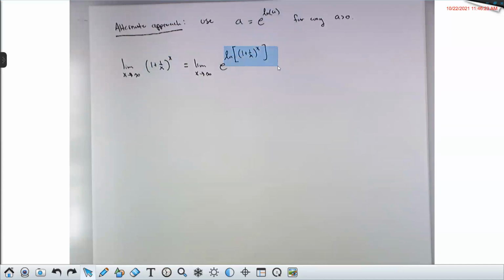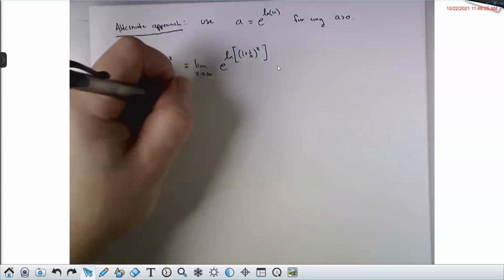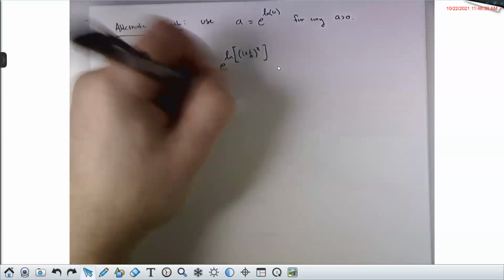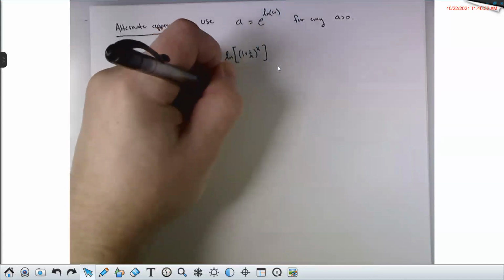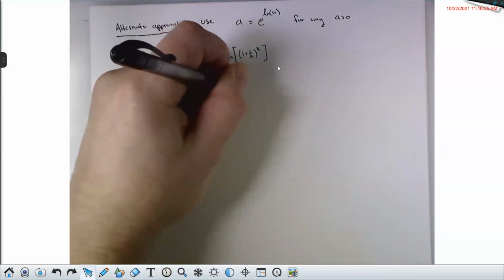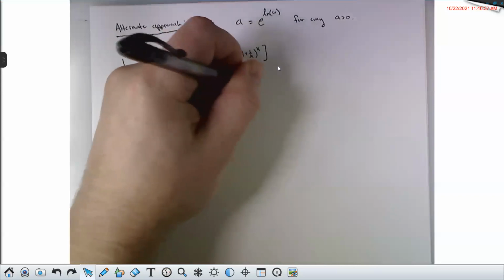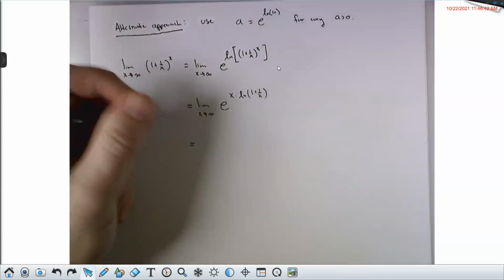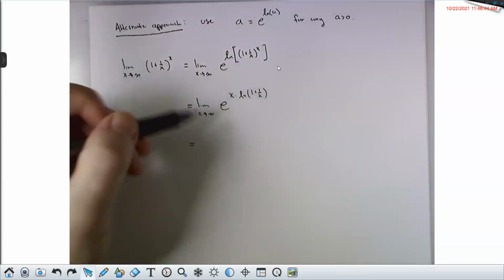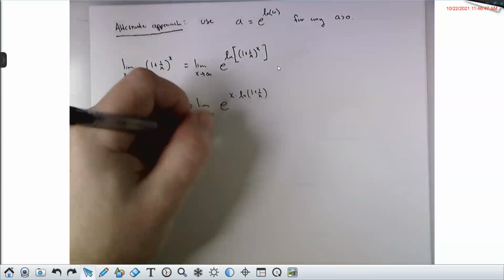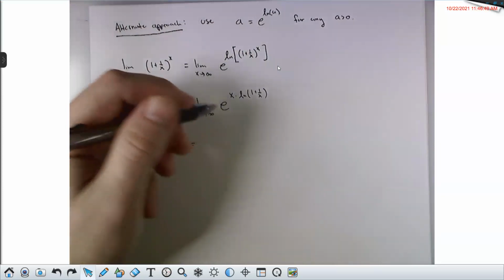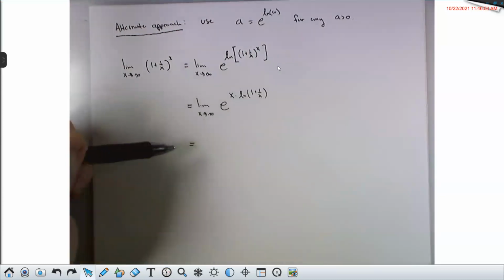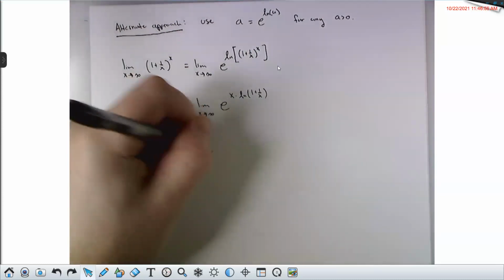And then we do all of our work up here. This is the limit as x goes to infinity of e raised to the x times the natural log of 1 plus 1 over x, which is... here's kind of an odd step, right? Well, it's up to you. Some people would take this limit and shove it into the exponent here. And technically that's what we're doing. So that's what I'm going to write.